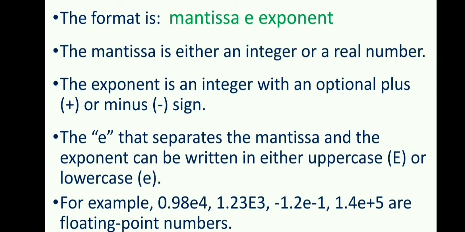The format is mantissa e exponent. The mantissa is either an integer or a real number. The exponent is an integer with an optional plus or minus sign. The e that separates the mantissa and the exponent can be written in either uppercase or lowercase. For example, 0.98e4, 1.23e3, minus 1.2e minus 1 and 1.4e plus 5 are floating point numbers. Exponential notation is very useful for expressing numbers that are either very large or very small.